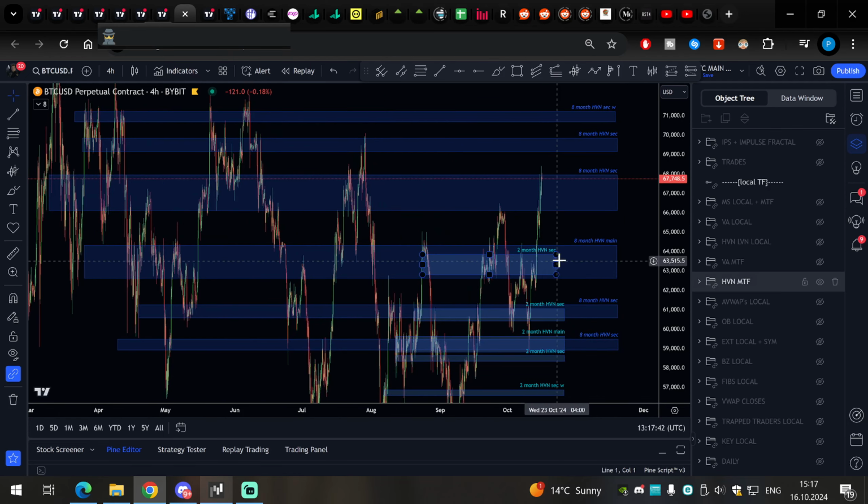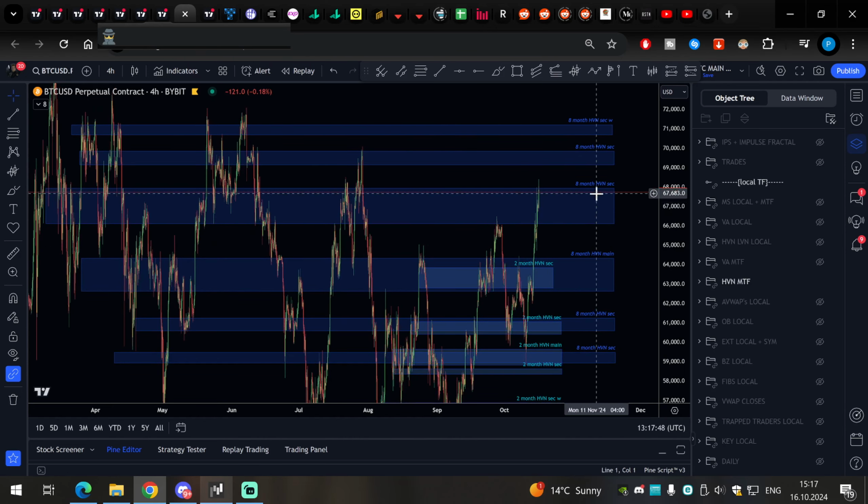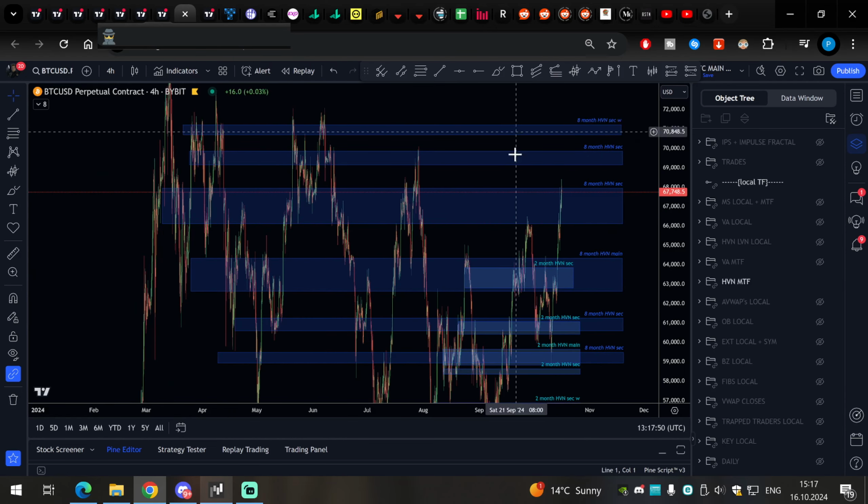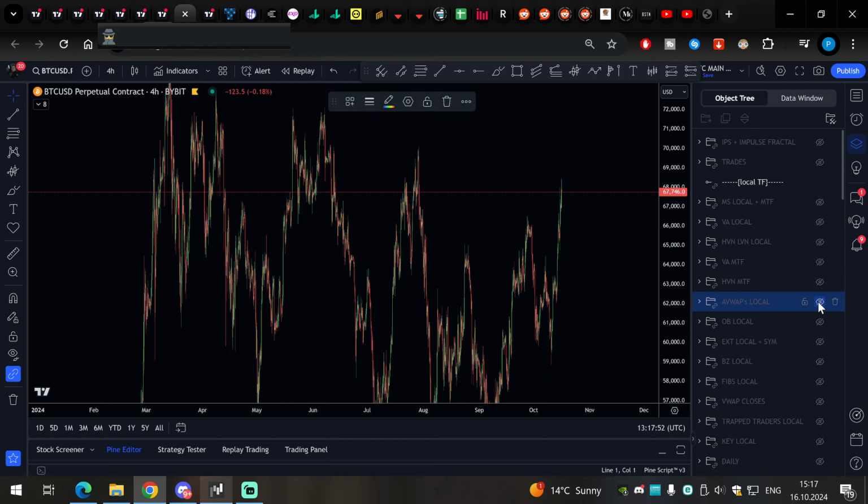And moving, you see the main high volume node. As you slide over this, finally an open road for much higher, and now we start to range over here. Two more nodes to watch above us, anchor VWAPs.